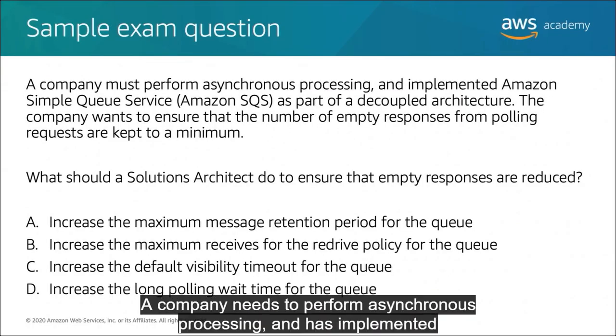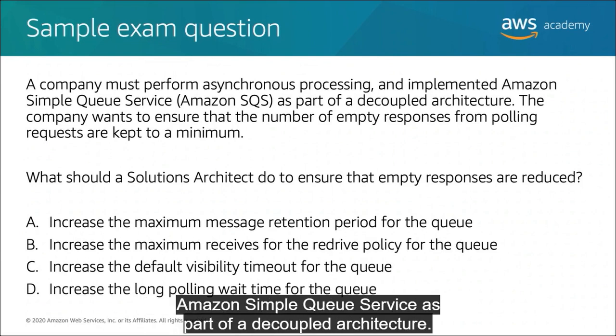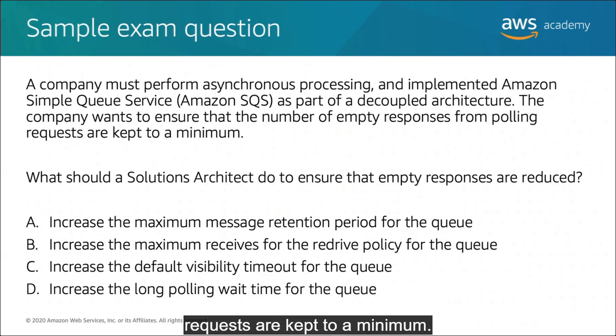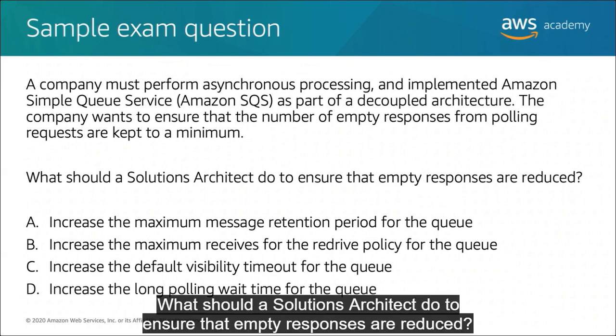A company needs to perform asynchronous processing and has implemented Amazon Simple Queue Service as part of a decoupled architecture. The company wants to ensure that the number of empty responses from polling requests are kept to a minimum. What should a solutions architect do to ensure that empty responses are reduced?